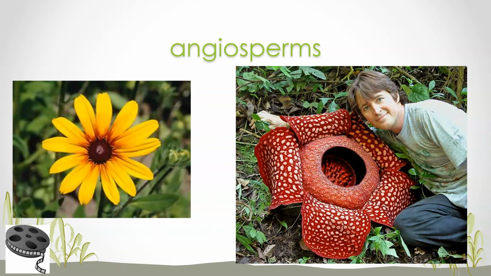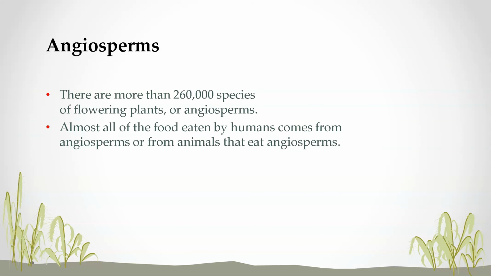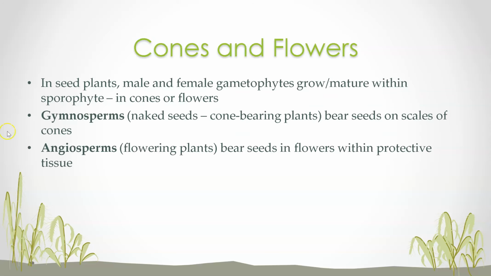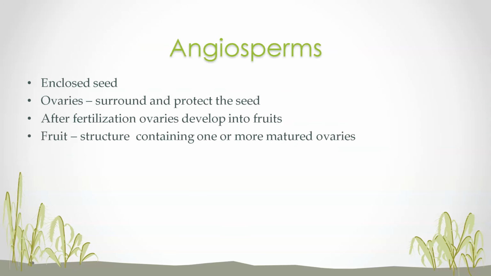But when you think of plants, you probably think of angiosperms. More than 260,000 species of flowering plants are angiosperms. Listen to this fact: almost all the food eaten by humans comes from angiosperms or from animals that eat angiosperms. Remember, gymnosperms mean naked seed. Angiosperm actually means enclosed seed. They bear seeds in flowers within protective tissue.